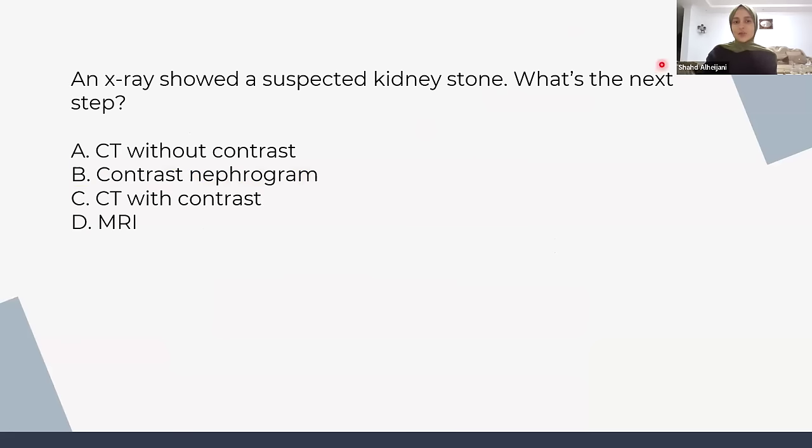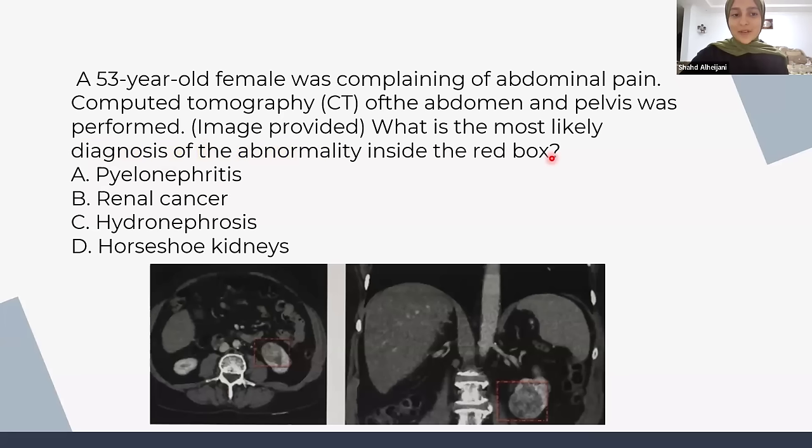An X-ray showed a suspected kidney stone. What's the next step? CT without contrast, yes, because we said the contrast will blur out everything, everything will look white, you can't see anything. Suspected kidney stone, CT without contrast. Next question. 53-year-old female complaining of abdominal pain. CT of the abdomen and pelvis was performed. What is the most likely diagnosis of abnormality inside the red box?